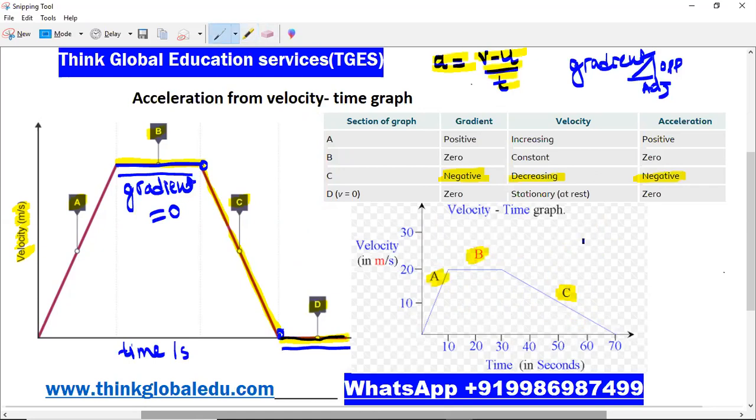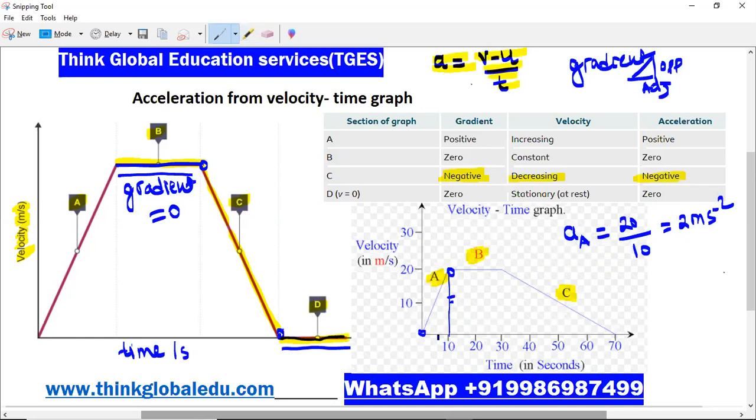How? The acceleration in part A, we can mark it as a_A, is equal to the change in velocity divided by time. The velocity at this point is 20 and the velocity at the start is 0. So 20 minus 0 is 20, divided by time, which is 10. The velocity has changed from 0 to 20 in the first 10 seconds. So the acceleration would be 20 divided by 10, that is 2 meters per second squared.